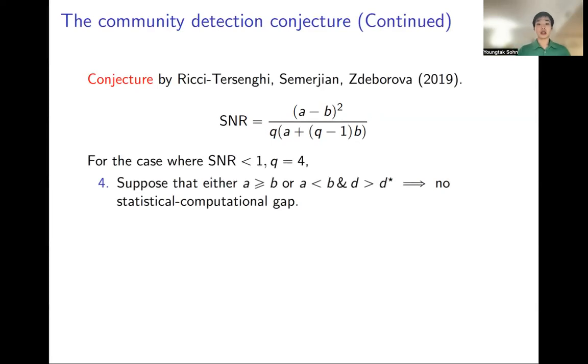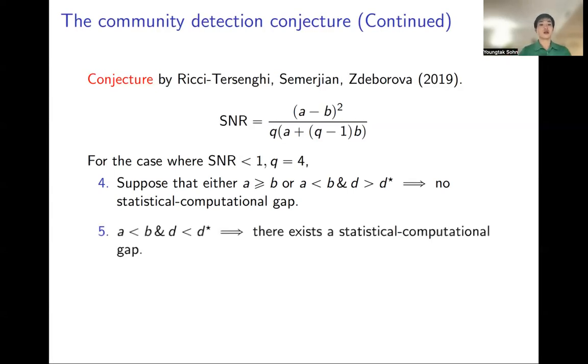So now the picture even depends on the degree of these problems. If A is greater than or equal to B, that is to say, within communities there's higher probability of connecting, which is also called the assortative block model, or if A is less than B, called the disassortative block model, and the degree is large, then it is conjectured that there is no statistical computational gap. That is, the information theoretic threshold is given by SNR equals 1. However, if A is less than B and the degree is small, it is conjectured that there exists a statistical computational gap.